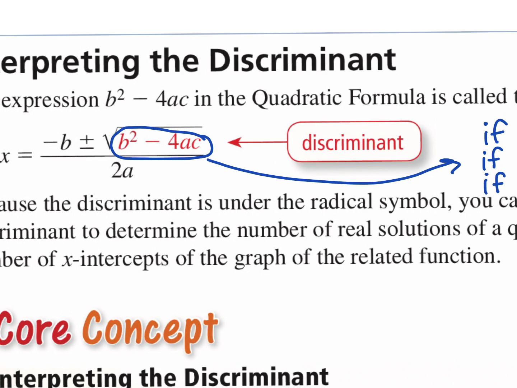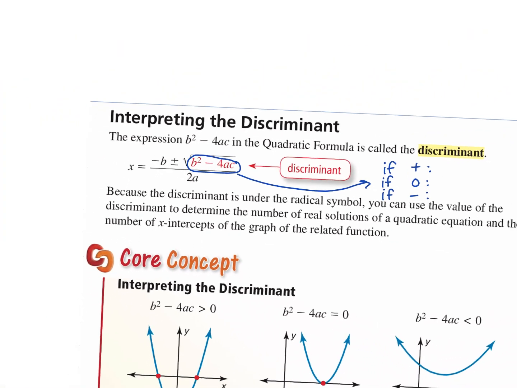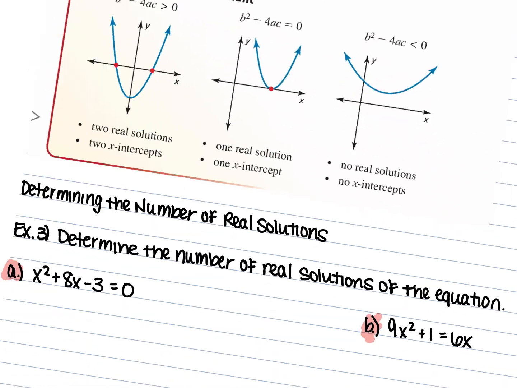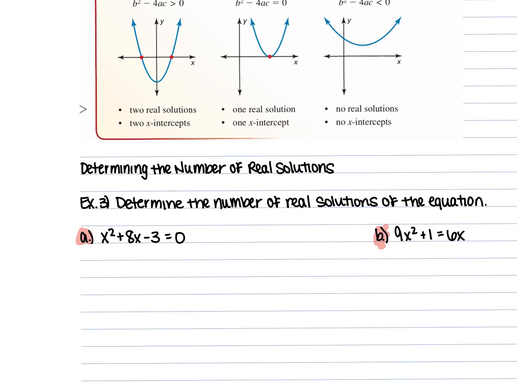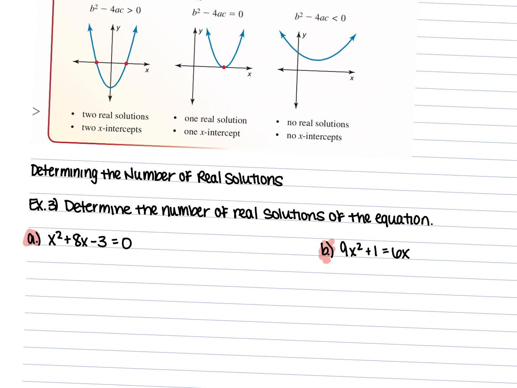If it's positive, we get 2 solutions. If it's negative, we get no solution. If it's 0, how many solutions do we get? 1. Okay? So it does not ask me what the solutions are. Just determine the number of real solutions.